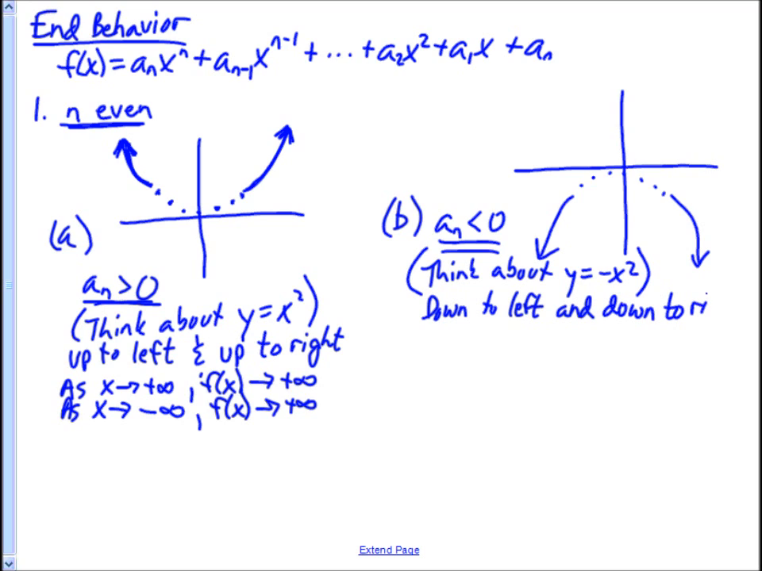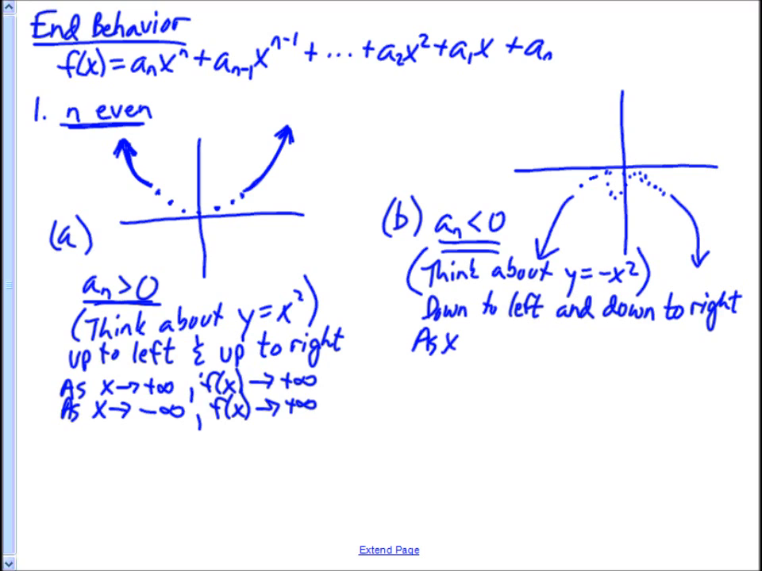to the right, okay? You see those dots between the arrows there? That means I don't know what this does. Maybe it drops down, who knows? I don't know what it does in between, but I do know I'm guaranteed to go down to the left and I'm guaranteed to go down and to the right.